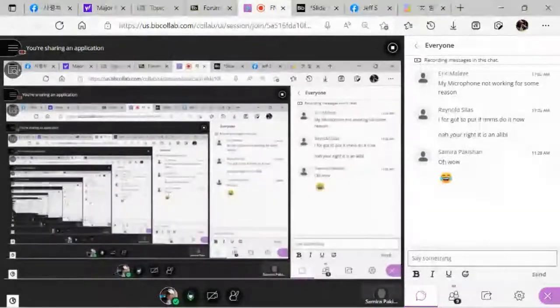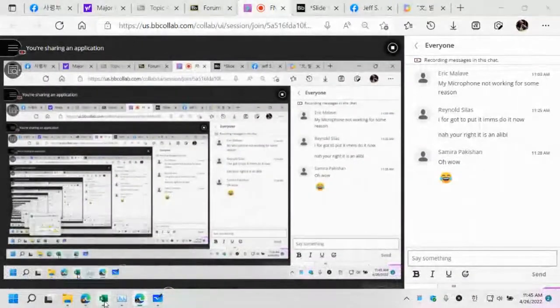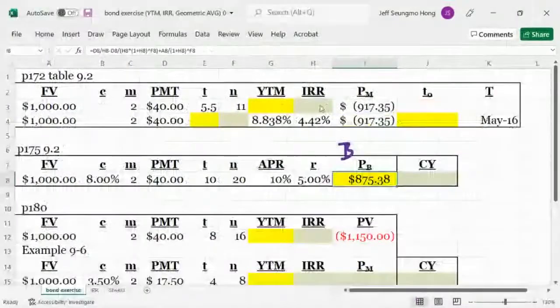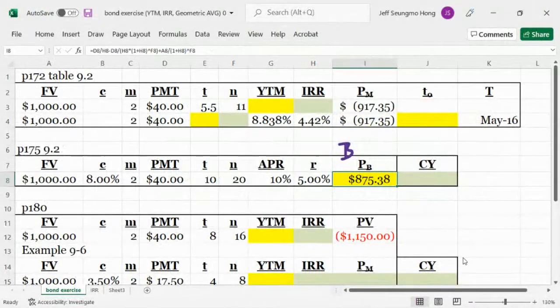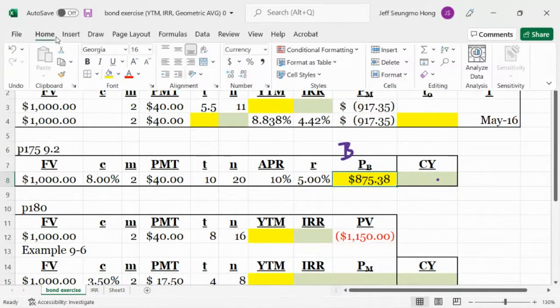So here, let's do this exercise. I want you to open this file. You downloaded this file last time and we worked on it. So do you have this file in front of you?